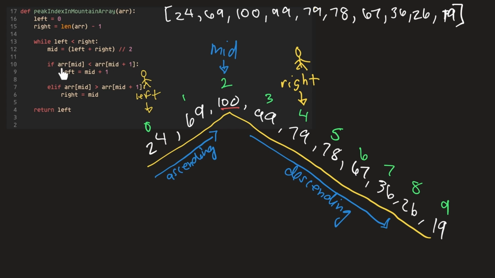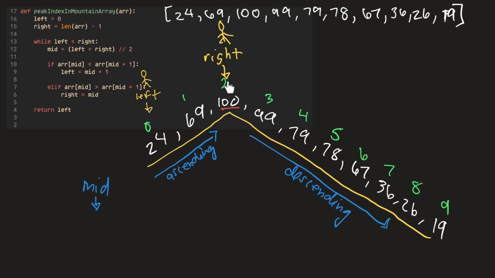And now once again, we arrive at this line. We check to see if our mid value is less than our mid value plus 1. So is our mid value less than the mid value plus 1? No, it's still greater than. That means we do this line of code. So we're going to set our right equal to mid. So we'll move our right guy to mid. So our right guy has actually reached the peak, but our left guy hasn't yet. So we'll go back to the top of this while loop, and left is still less than right, and we'll recalculate our mid again.